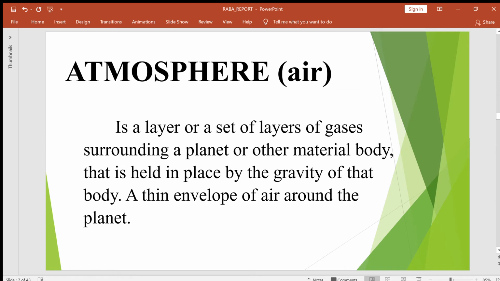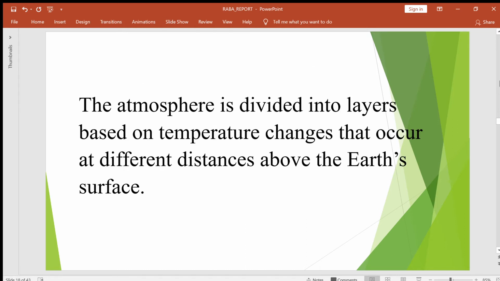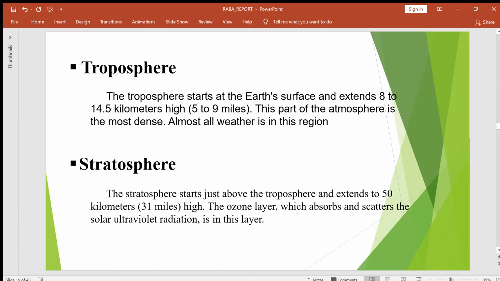First, the atmosphere. The atmosphere is a set of layers of gases surrounding a planet or other material body, held in place by the gravity of that body, and it is a thin envelope of air around the planet. The atmosphere is divided into layers based on temperature changes that occur at different distances above the Earth's surface.